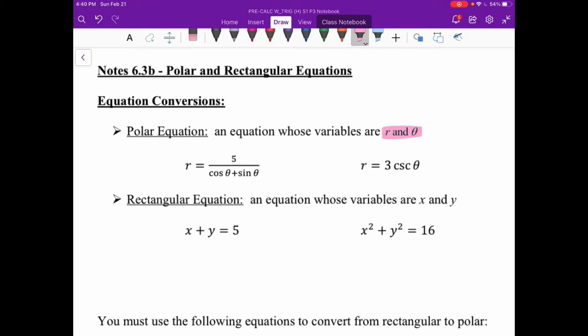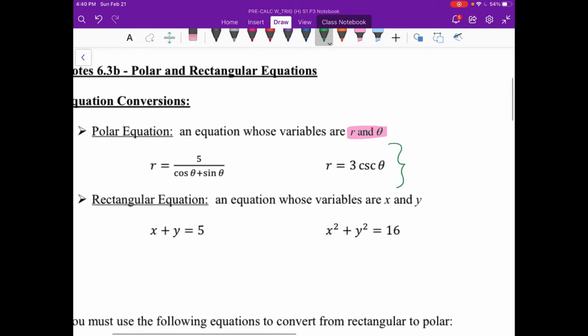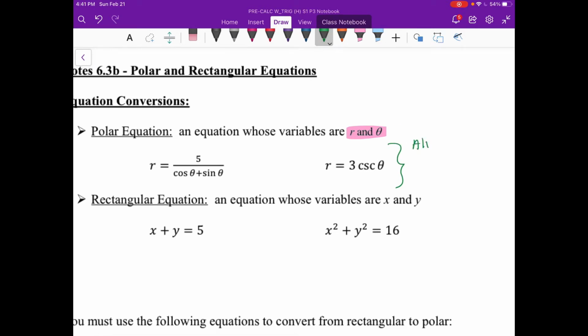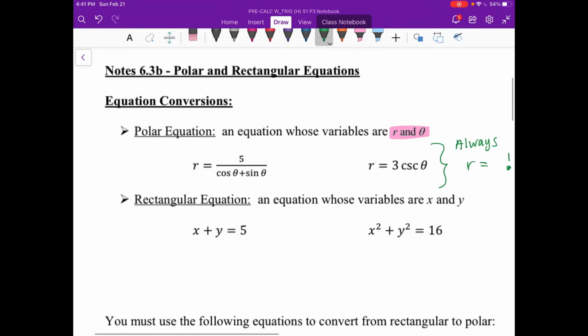Okay, so you want to make sure that your equation is always going to be r equals. Always r equals. Okay, so this is super important. That's how you know we are talking about a polar equation. So these are some examples that we have for you. Please note that they all have r equals and the variable is theta. There should be no x's and y's when we're talking about polar equations.